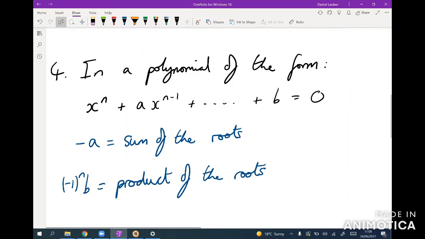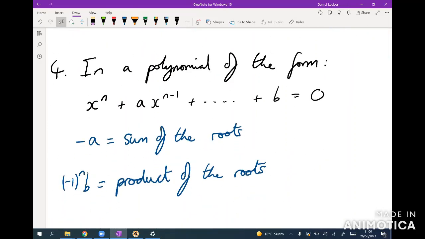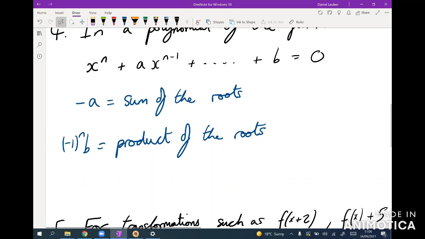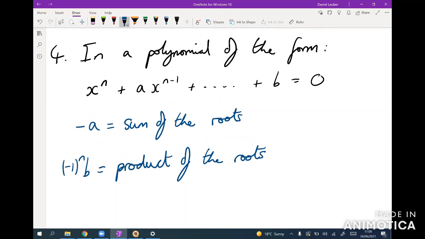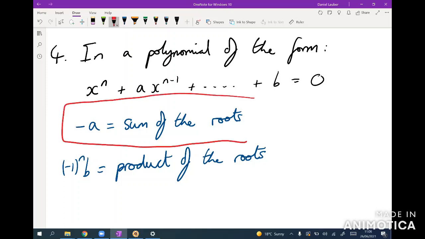Okay, then there's a quick tip here that occasionally comes up, and you could do these in other ways, but if you know this tip, this can make questions incredibly simple and quick. Questions that might take you 2 or 3 minutes otherwise can take you about 5 or 10 seconds. So in a polynomial of this form, the first thing I want to say is make sure if you've got a polynomial, you make this coefficient 1. You don't want any coefficient next to the highest power of x. Well, the minus the first coefficient, a, is just equal to the sum of the roots.